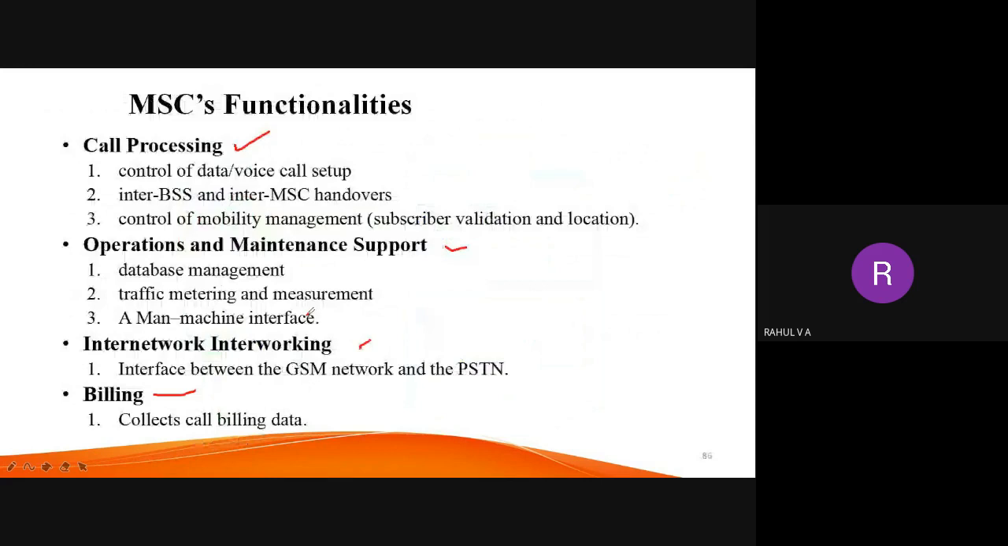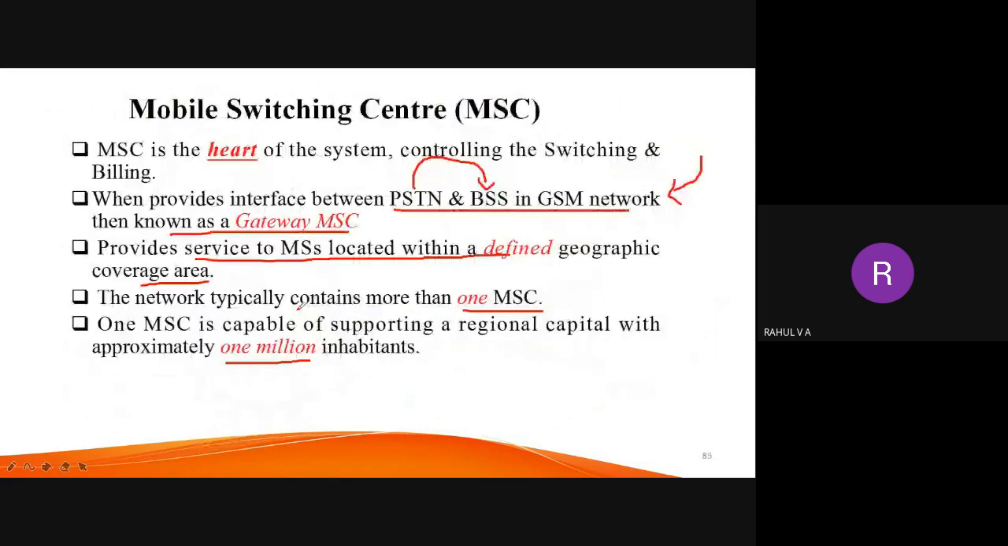Once again, we'll discuss that. What is the function of the Mobile Switching Center? The first point is that the MSC is the heart of the system. It controls the switching and billing function. Then the second point, it also provides an interface between the public network and BSS. And you can also write the third point: it provides service to mobile stations located within a geographical area. So these 3 points are important, and you can learn these 3 points.